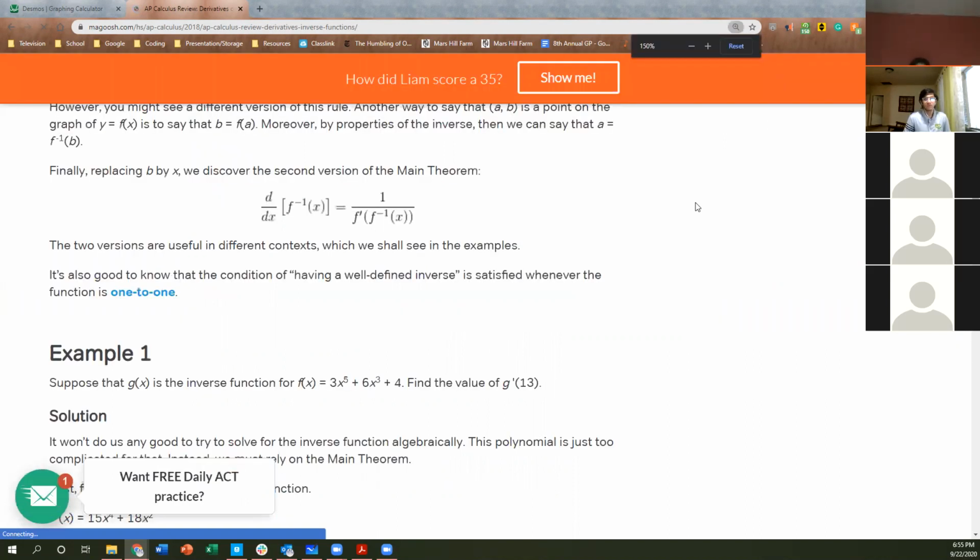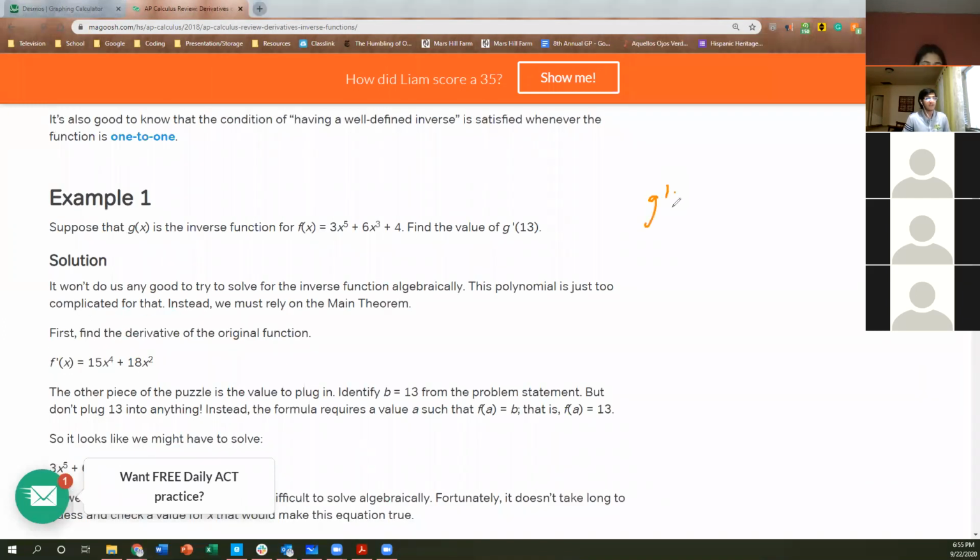Okay. So let's say g is the inverse, so that means g prime of x equals 1 over f prime of g of x. So if I'm trying to find g prime of 13, I don't know why I wrote 2 here, that should be an x. g prime of 13 is equal to 1 over f prime of g of 13.